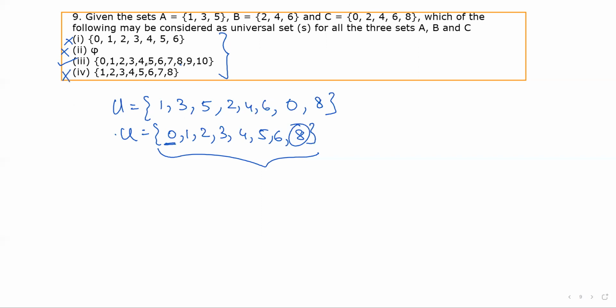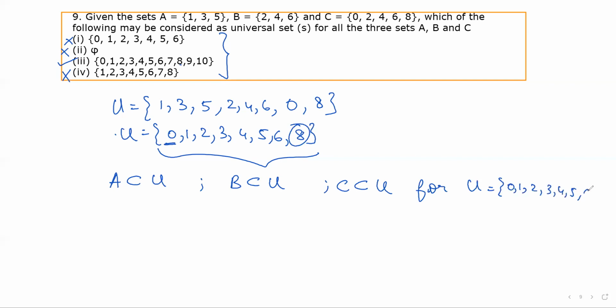Your correct answer would be 3 because it contains all the elements which are present in A, B, and C. Or you can say that A is a subset of U, B is a subset of U, and C is a subset of U for U equals 0, 1, 2, 3, 4, 5, 6, 7, 8, 9, 10. This is your third part.